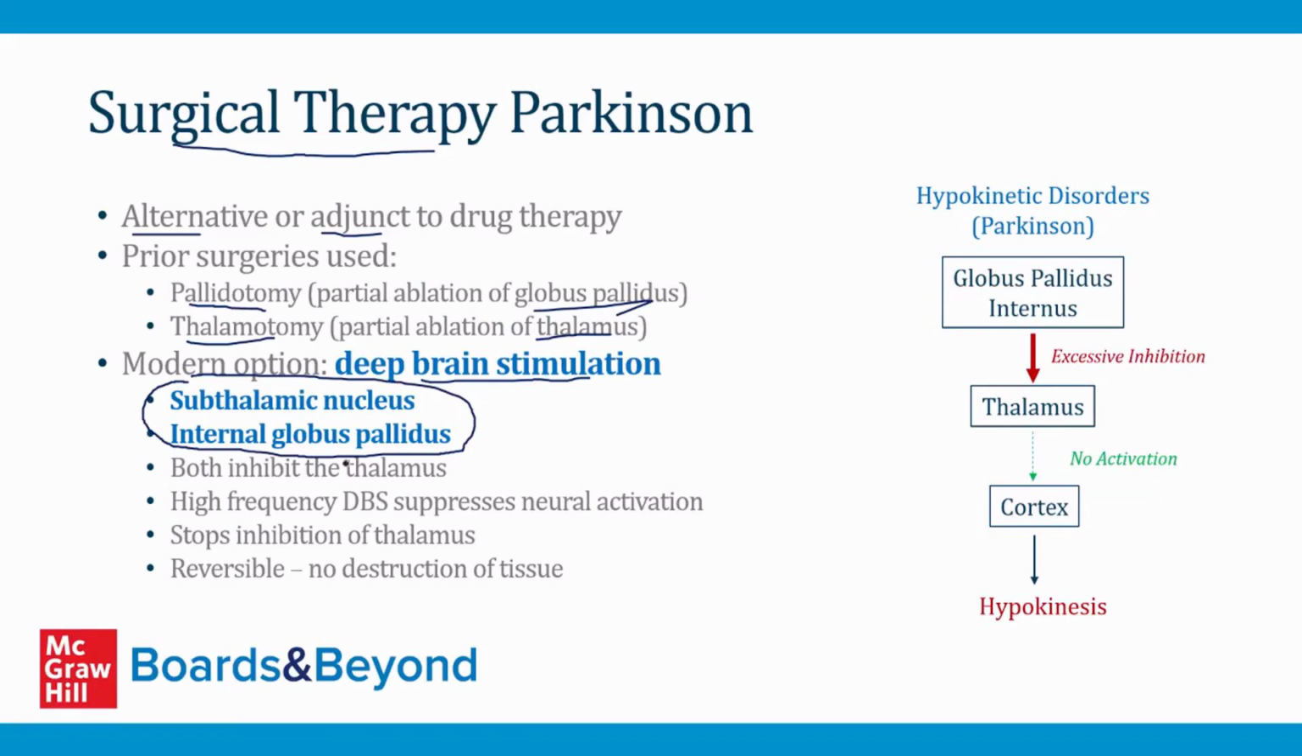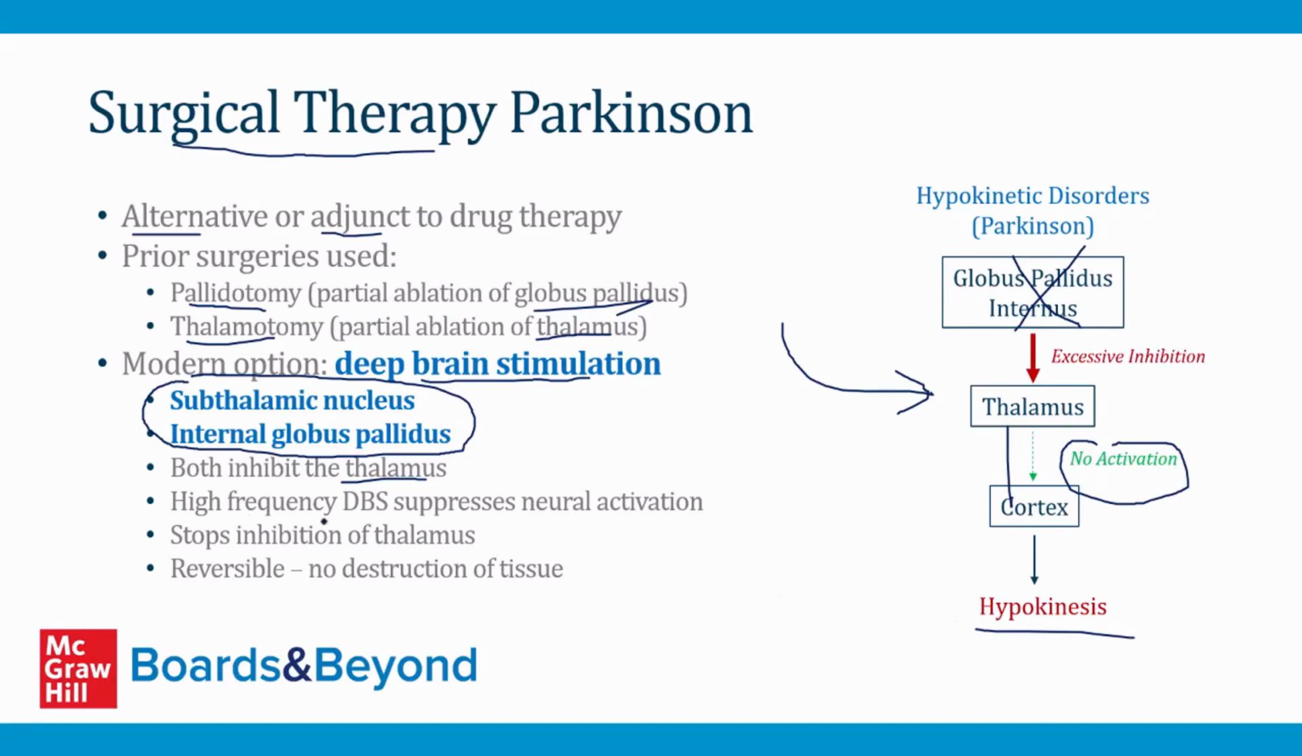Both of these regions of the basal ganglia inhibit the thalamus, and as we talked about earlier when I reviewed this diagram here, the problem in Parkinson's disease is that the thalamus is not activating the cortex. So if you inhibit, for example, the globus pallidus internus or the subthalamic nucleus, that will free up the thalamus to activate the cortex, and that will improve the hypokinesis.